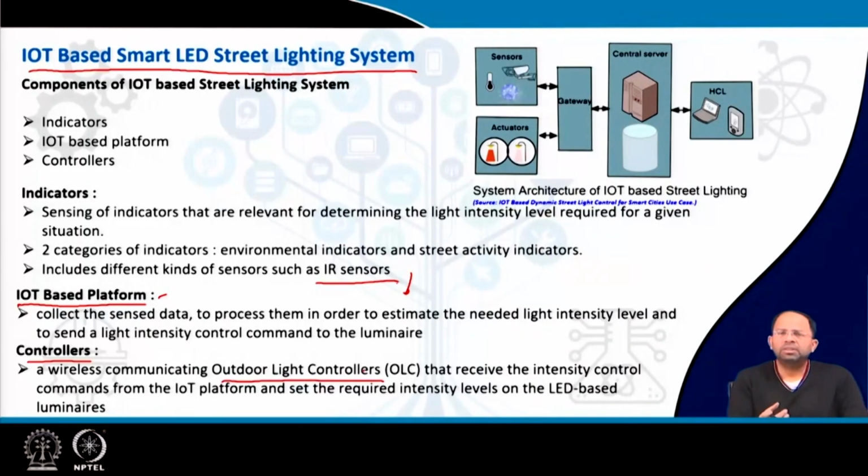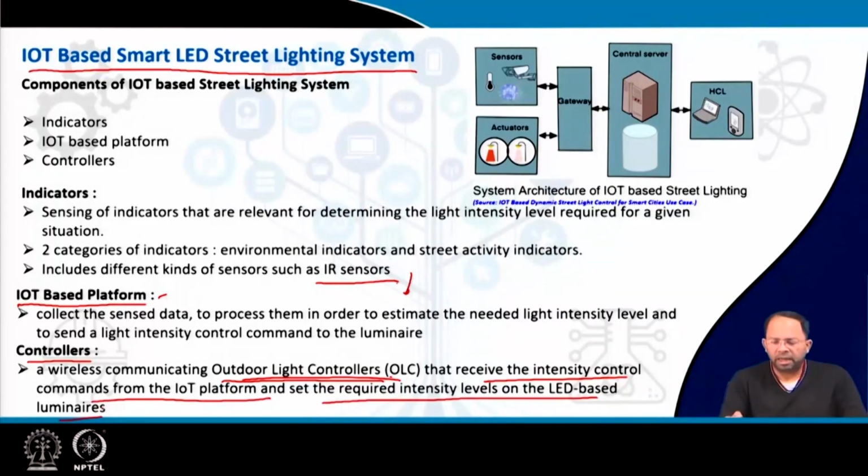Sometimes we use actuators, like if I want to turn a motor, we will use an actuator. In this particular case we have an outdoor light controller, which can receive the intensity control command from the IoT platform and set the required intensity level of the LED-based luminaire. So this is how an IoT platform increases cost, of course, but at the same time makes the entire system intelligent, so that we can save a lot on energy as well.